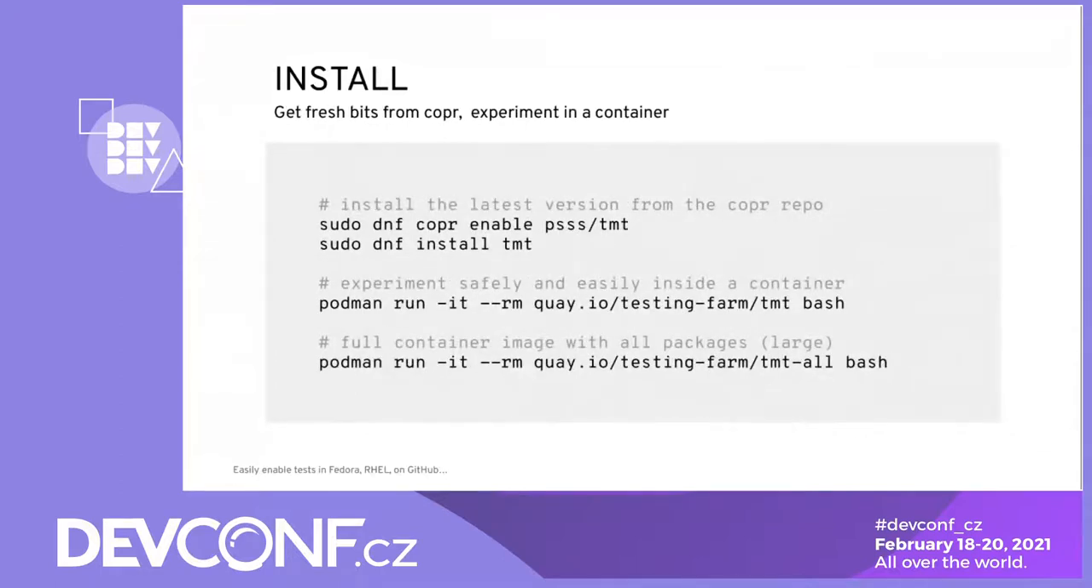I would like to point out that there is a Copr repository. So in order to get the latest, greatest, you can enable psss/tmt and install tmt from there. So you would have the fresh bits there. Also, if you just want to experiment safely, you can use our fresh container images from quay.io/testing-farm/tmt or tmt-all. Again, the first container is quite small. The second one is a bit large because it has the virtual provisioning dependencies included. So that's for the installation.